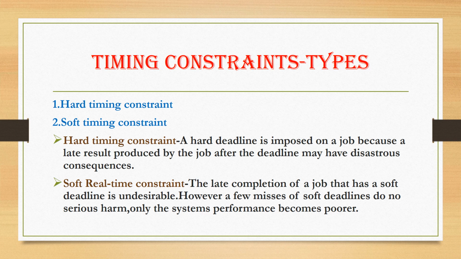Now consider soft timing constraint. The example is a DVD player. In the DVD player, if we press the play button on the remote, the video should play immediately, but sometimes it may take some more time to play the video. Due to that time delay, there will not be much consequence, or any serious harm. So this is called a soft real-time constraint.